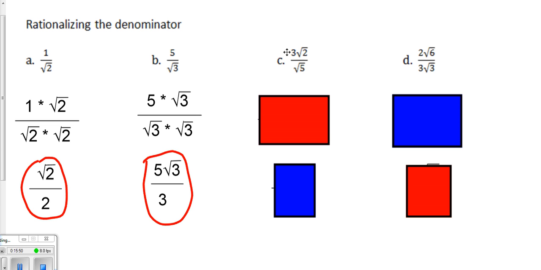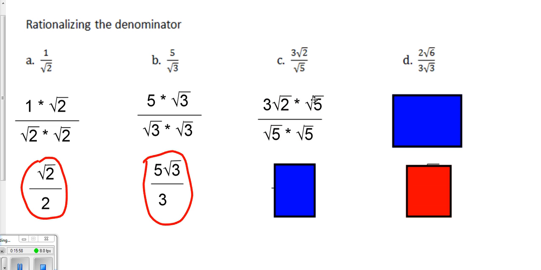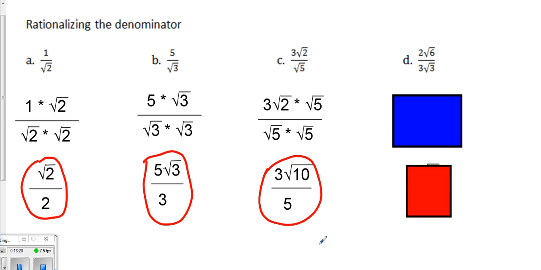In this example, we have 3 times the square root of 2 all over the square root of 5. And we need to get rid of that square root of 5, so we multiply the top and the bottom by the square root of 5. On bottom, that leaves us with a 5. On top, that leaves us with 3 times, it's no longer the square root of 2, it's the square root of 2 times the square root of 5, so it's the square root of 10. So we'd have 3 square roots of 10 all over 5.